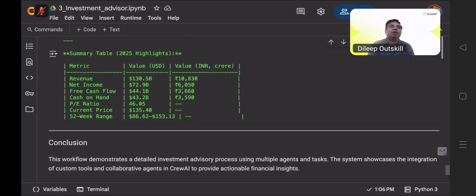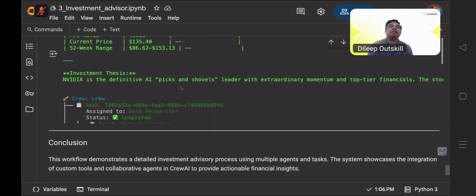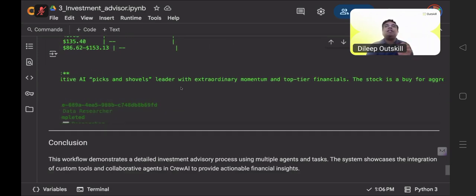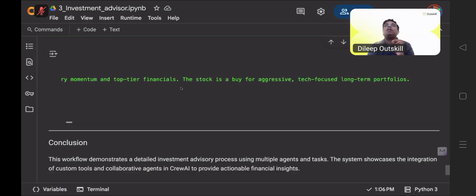So it has provided a summary table and investment thesis. It's a definitive AI picks and shovels leader with extraordinary momentum and top-tier financials. It's a buy for aggressive tech-focused long-term portfolios. On a scale of 1 to 10, how crazy is this agent?